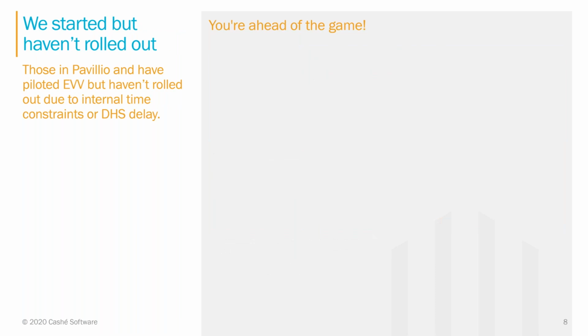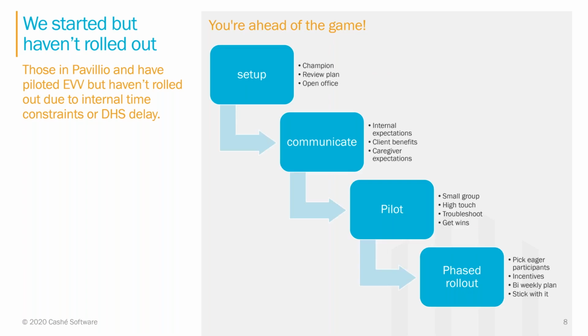If you've started and haven't rolled out yet, then at least you're ahead of the game. It's still important to make sure that you've completed the 3 steps to the enrollment and getting connected to the aggregator. But now let's get back to your plan.